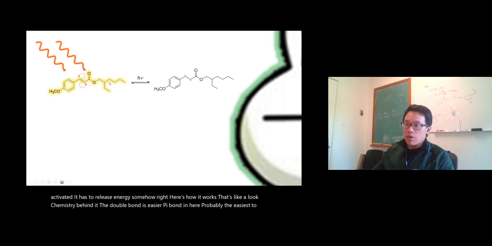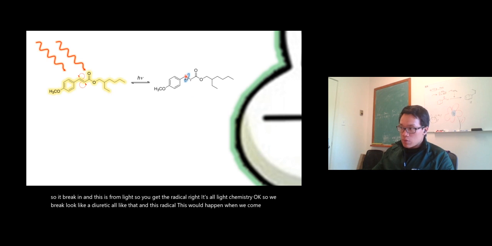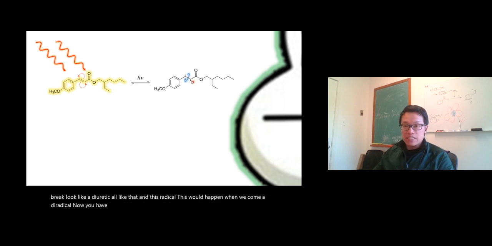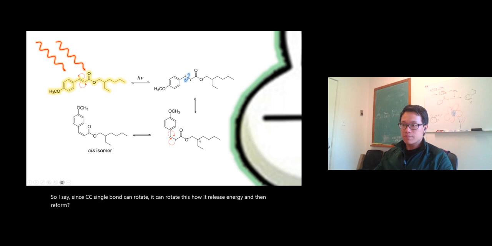So it breaks, and this is from light, so you get the radical. It's all light chemistry. So we break it and it looks like a diradical like that. Now you have a single bond, right? Since a C-C single bond can rotate, it can rotate. That's how it releases energy, and then reforms the double bond.